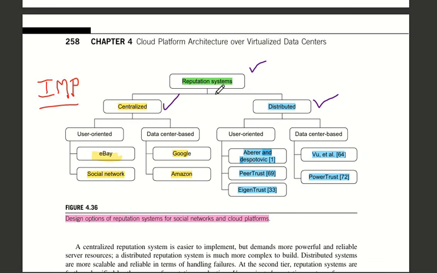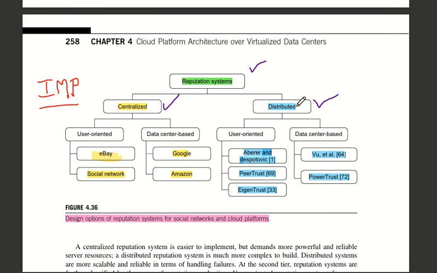There's one diagram, a classification. This reputation system is classified into two types: centralized and decentralized. In the centralized, there are two topics: user oriented and data center oriented. In the user oriented, eBay and social networks are seen, whereas in the data center based, Google and Amazon are listed.